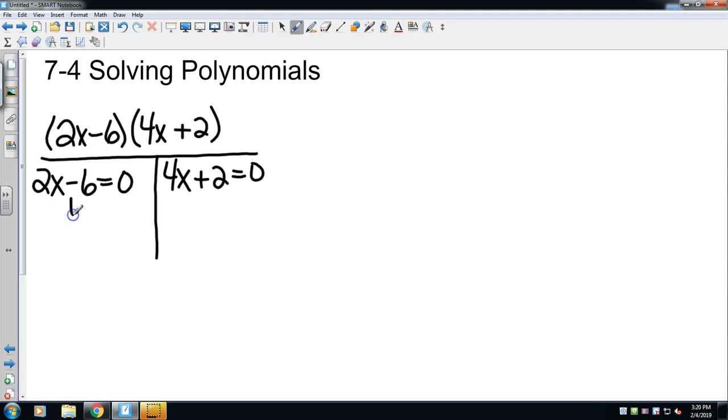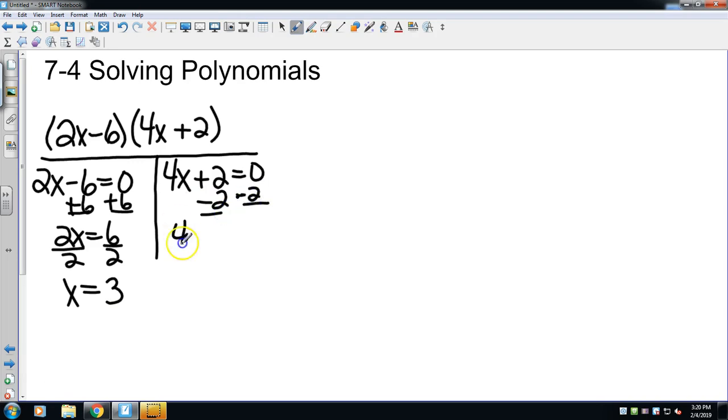In this first one, I'm going to add 6 to both sides and get 2x equals 6. Then I'm going to finish by dividing by 2, and so x equals 3. The second one, I'm going to subtract 2, and now I get 4x equals -2. Then divide both sides by 4. Again, not using the calculator to get a decimal, but just reducing that fraction.